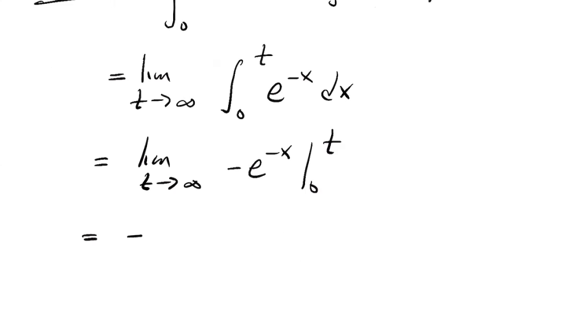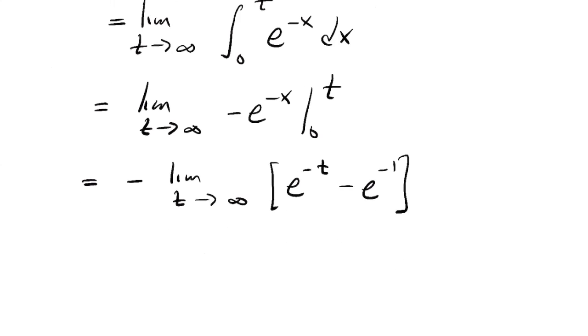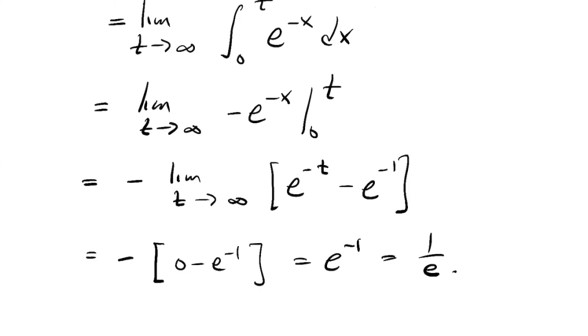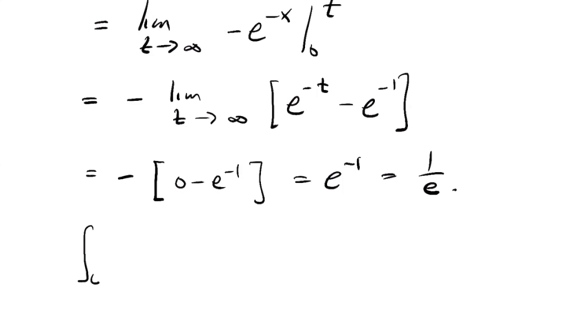Now I'm evaluating. I'm going to put my minus sign in front of my limit. By properties of limits, I can do that. And so I'm plugging in t for x, and then I'm subtracting, plugging in the lower limit for x. As t goes to infinity, this e to the minus t goes to 0. So we end up getting minus 0 minus e to the minus 1, or e to the minus 1, or if you prefer to write it as a fraction, 1 over e. So that integral converges, just to get you used to the language.